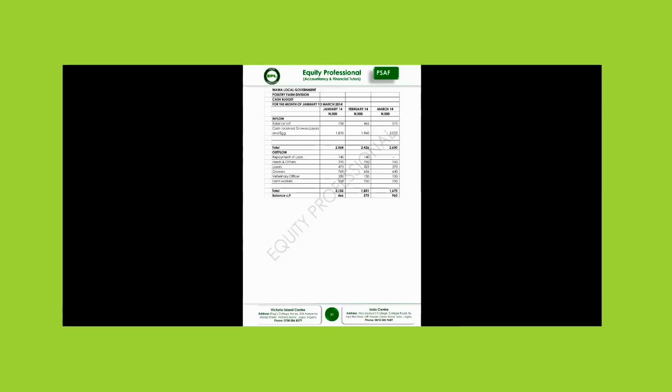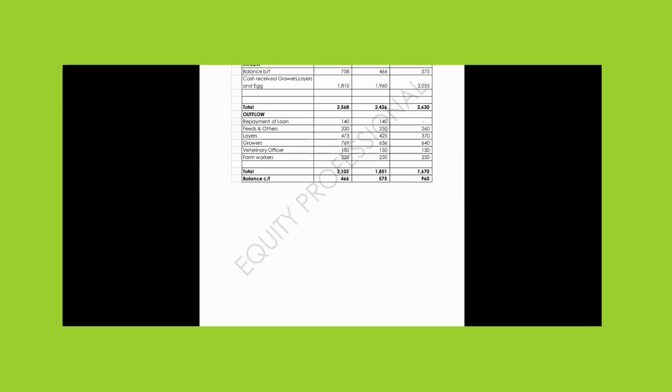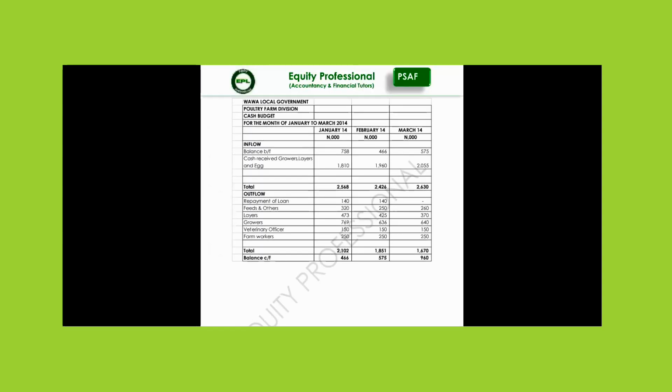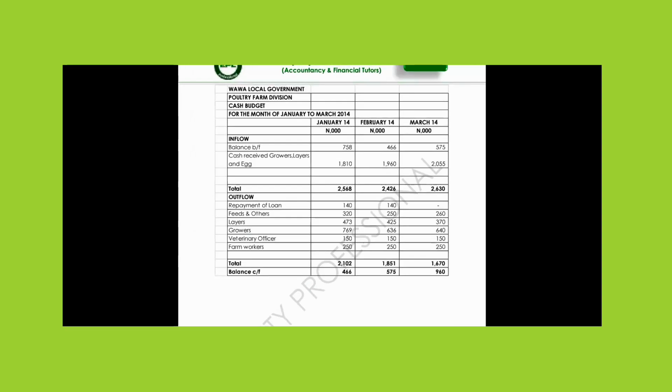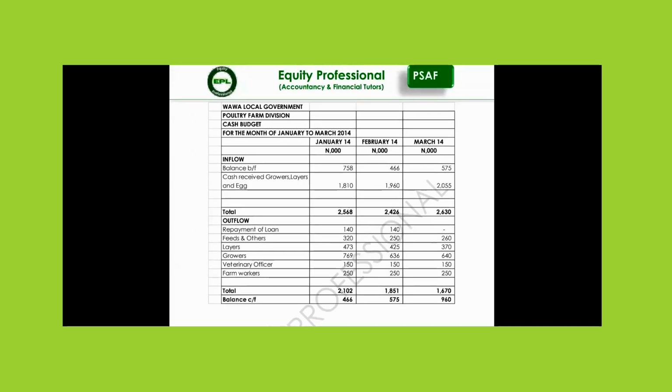Now, veterinary officers are paid 150,000 every month. Can we all see that? Yes, sir. In the question again, there is another one, farm workers. Farm workers are paid how much? If we read the question, 250, starting from December. So for December, you put under the outflow 250 for farm workers. For January, 250. For February, 250. And for March, 250.